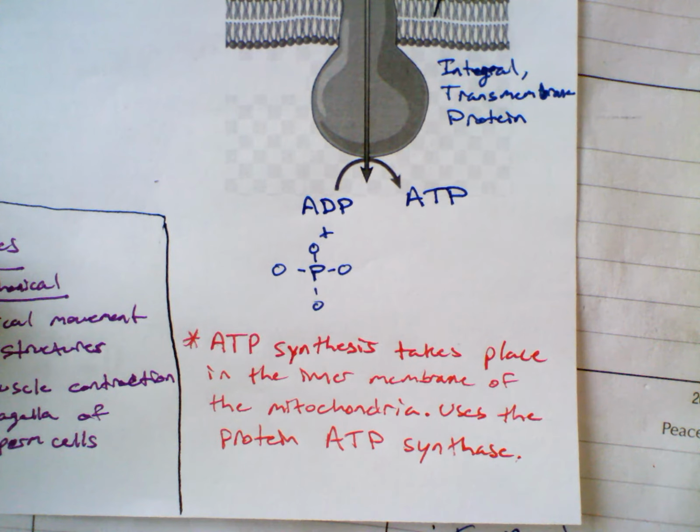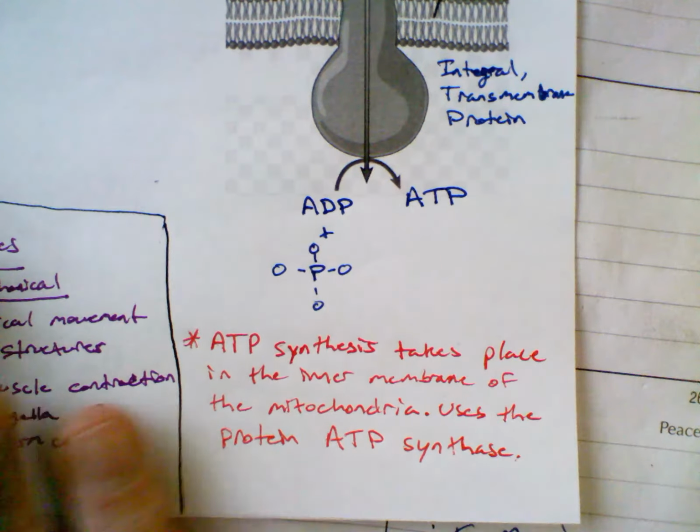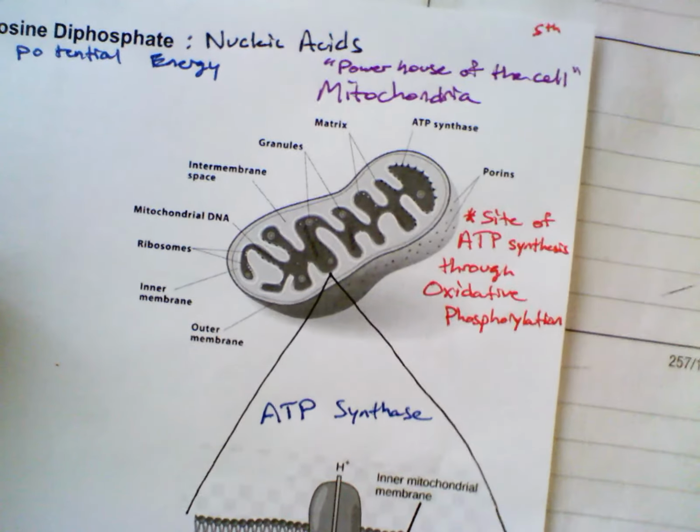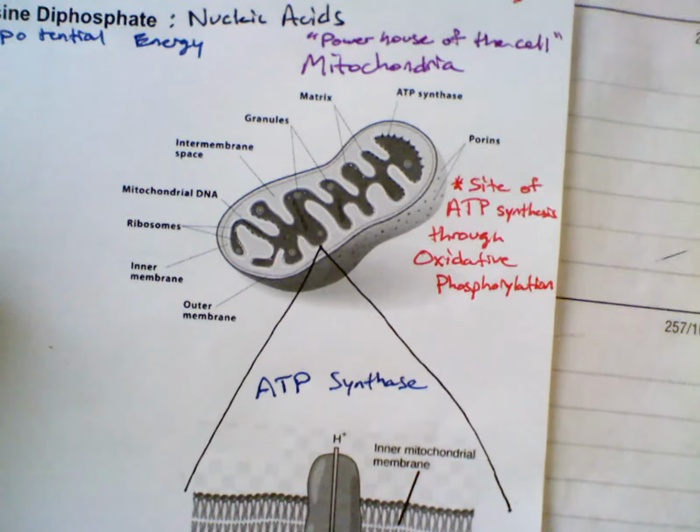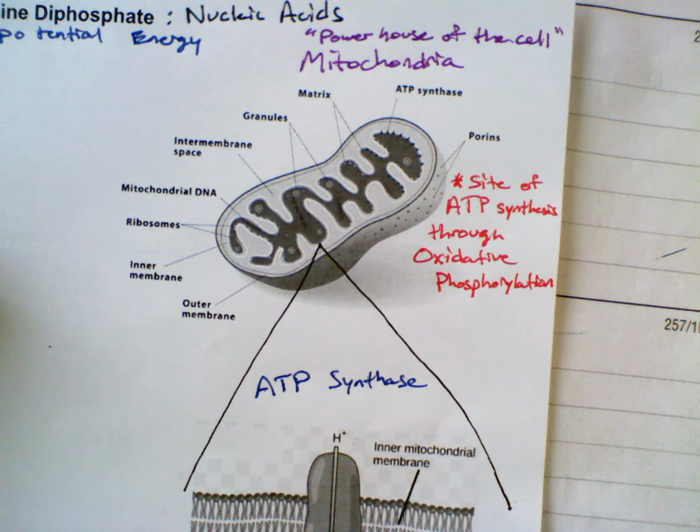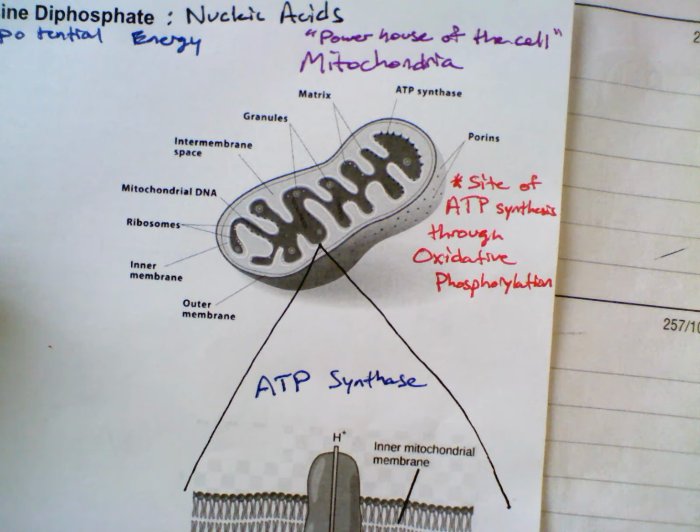All right. What questions do you have? So now, from now on, forevermore, you will not refer to the mitochondria as the powerhouse of the cell. You're going to say that the mitochondria is the site of ATP synthesis through oxidative phosphorylation. And you're going to sound so much smarter. All right. Sound good? Cool.